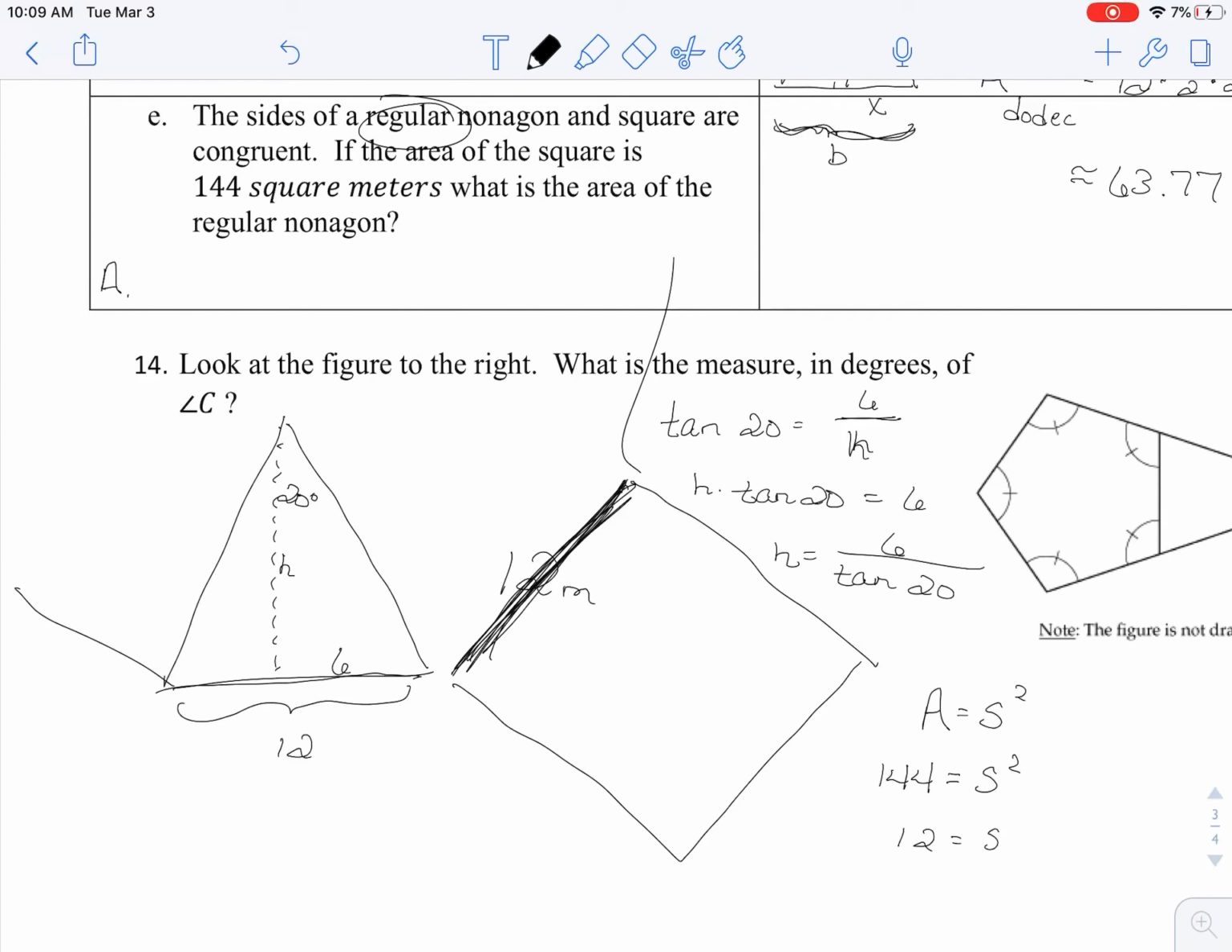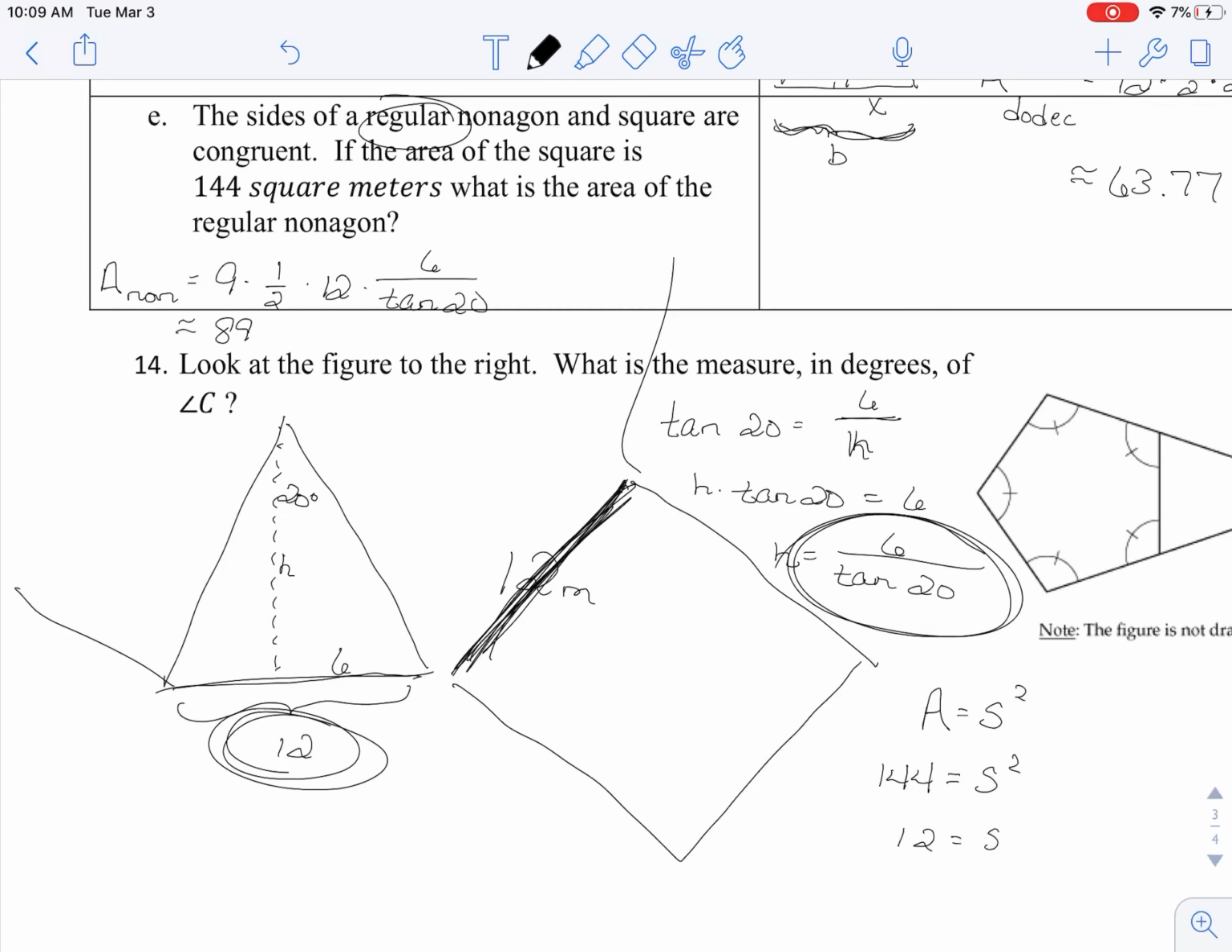So the area of the entire nonagon, there would be 9 triangles. Each one has an area of 1/2 base. We said the entire base was a 12 times height. This expression is the height of the isosceles triangle. So I'm going to put that in my calculator. Oops, when I do it correctly in my calculator, times 6, not minus, I'm getting about 890.